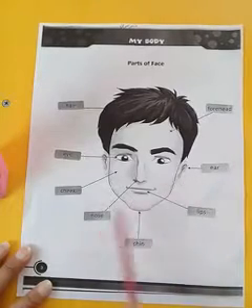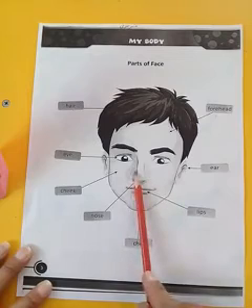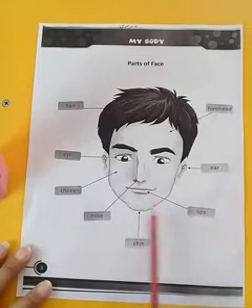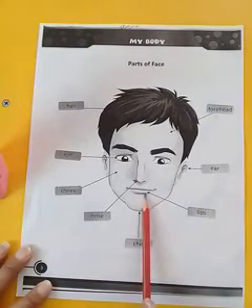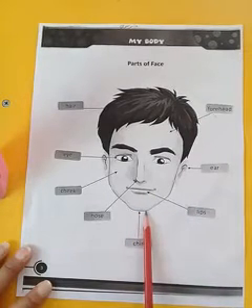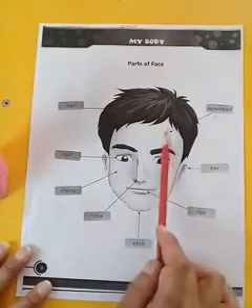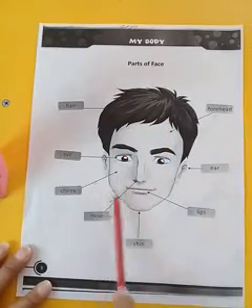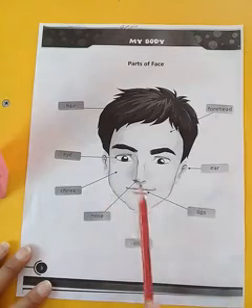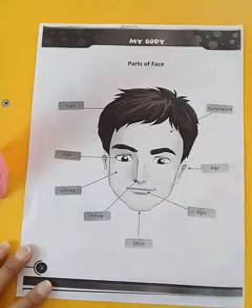Touch your ears. Nose. We can smell with the nose. Touch your nose. Lips. These are your lips. Touch your lips. Chin. This is your chin. These are the parts of your face. Hair, forehead, eye, cheek, nose, chin, lips, ear.